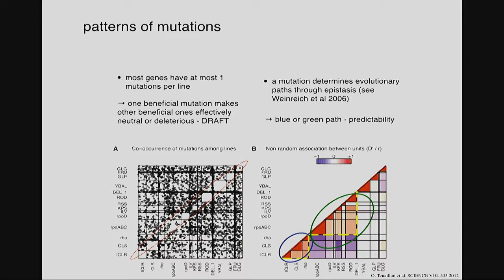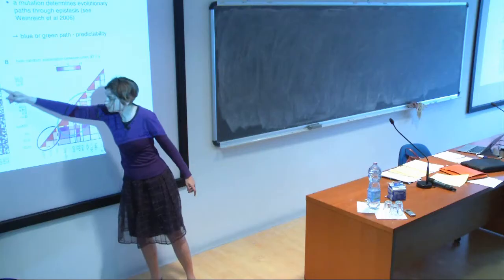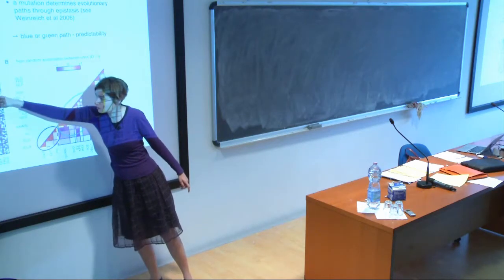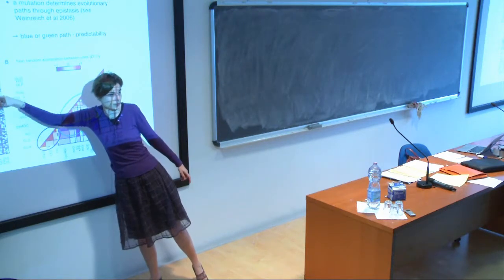So they put forward the hypothesis that one beneficial mutation makes any other beneficial mutation in that gene useless. I mean, it's either deleterious or neutral. So although it would have been good if it had appeared first, if it appears second, it conveys no advantage. Okay? So that's called draft. Again, you're hitchhiking with somebody that's good. And so they see that if you've had one mutation in any given gene, you're not going to have a second one. That's why this is wide.